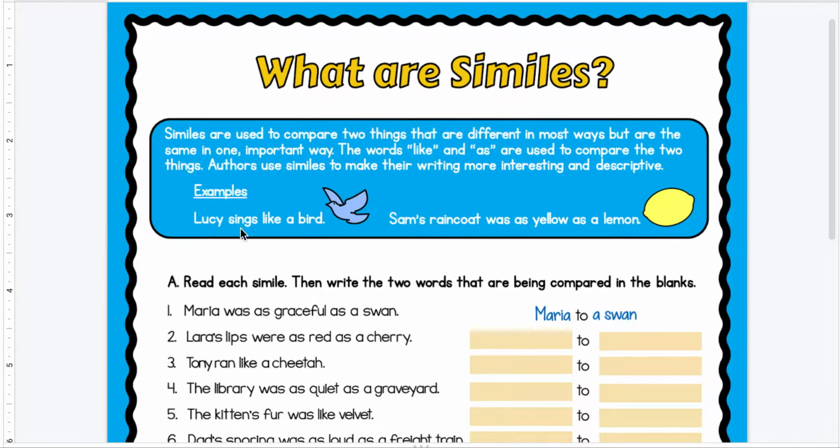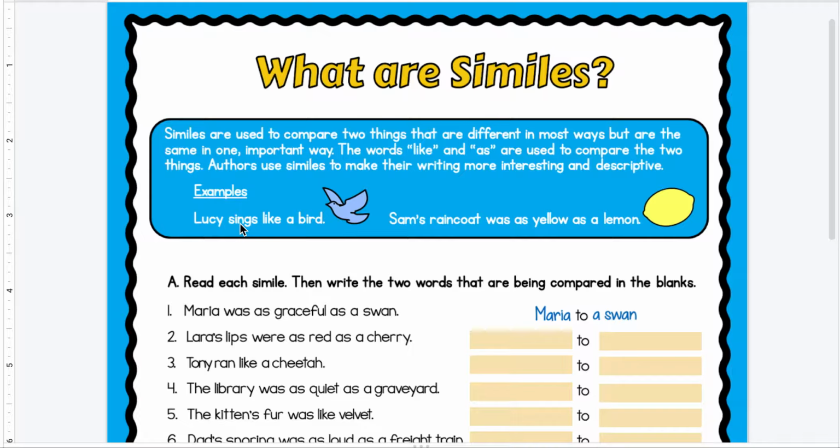So, for example, sings. Sings is a verb. It's an action. You can't compare sings to anything, right? It's just describing what Lucy is doing here. So Lucy sings like a bird. What we're comparing is Lucy to the bird. What makes her like a bird is that they both sing, okay? So that's really important, that you understand that we're looking at the two nouns.